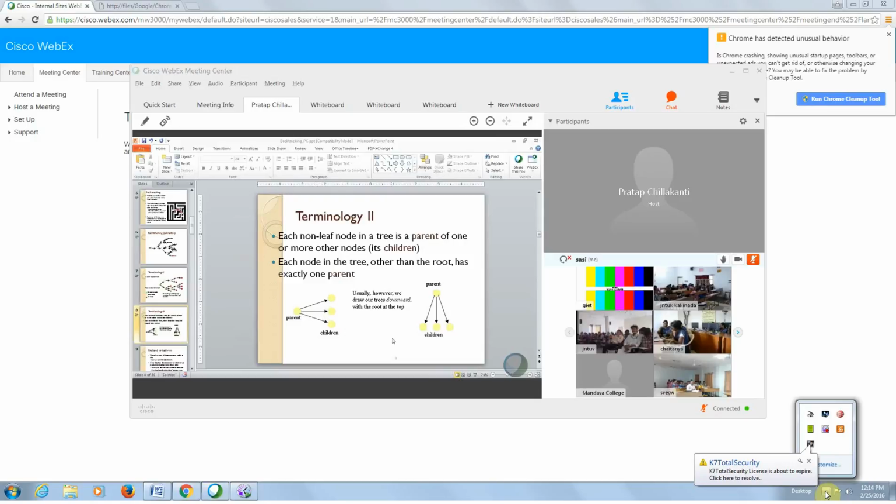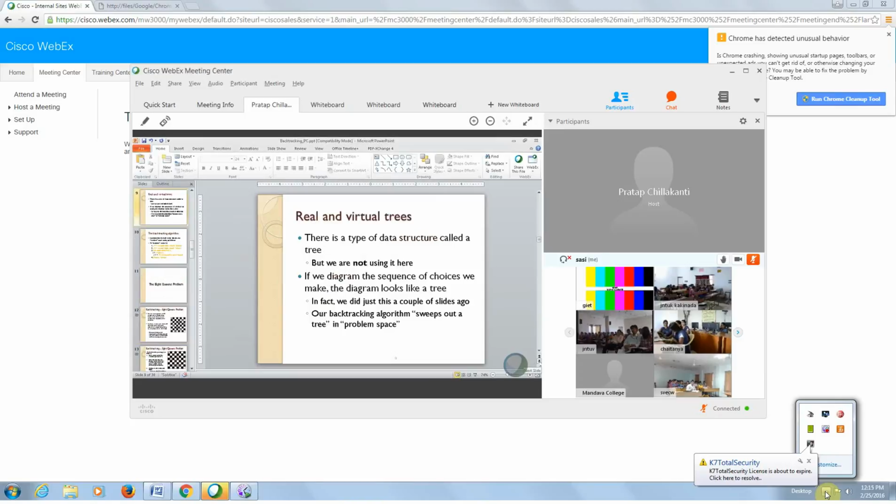Parent and children, okay? We typically draw the parent, the root, at the top. Even though we call it a tree, we draw the root at the top, unlike the natural system where the root is at the bottom. But there are some trees where the roots are on the top, like the banyan tree or something.